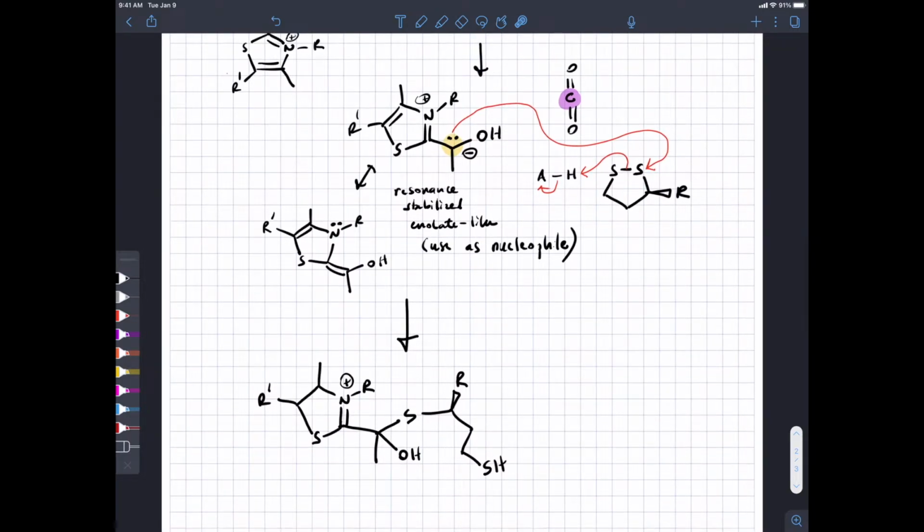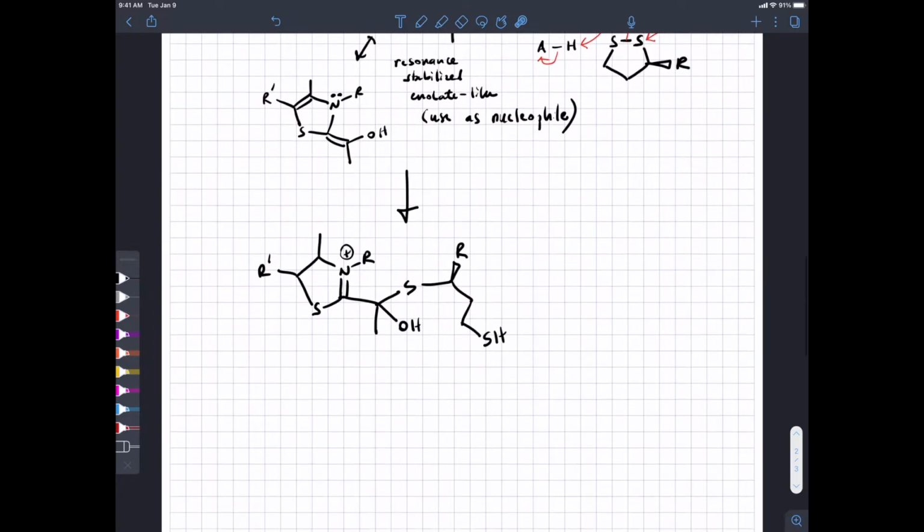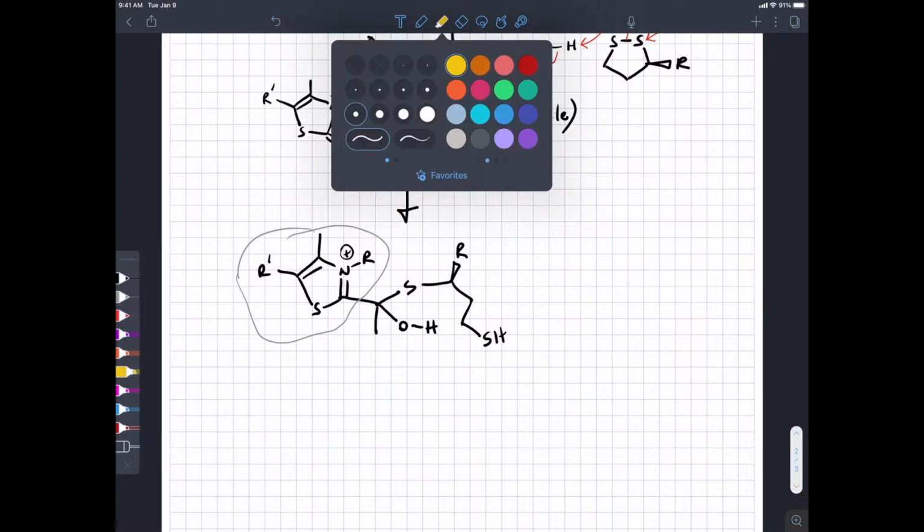And in this step, you can see that the disulfide got reduced to a thiol and another thiol. And this carbon that was negatively charged got oxidized because it only had one bond to a heteroatom, and now it has two. All right. So if you remember, we said we're going to use the thiamine ylide as both a nucleophile and a leaving group.